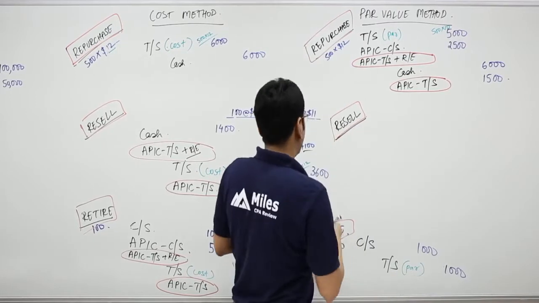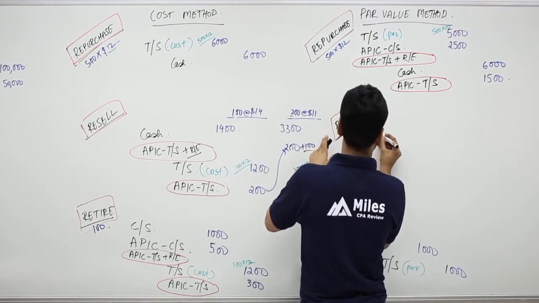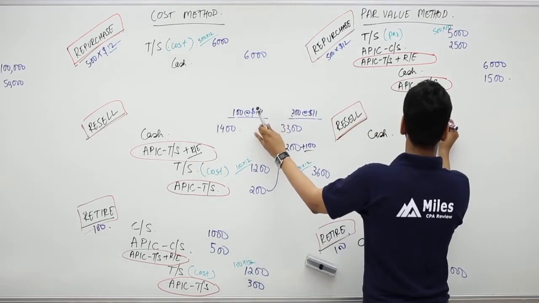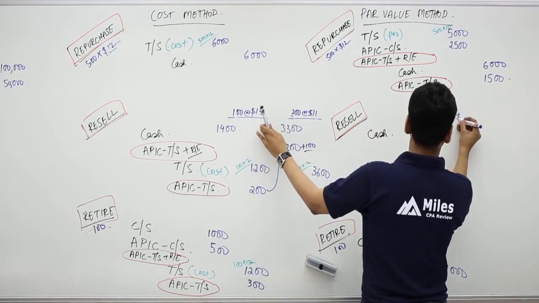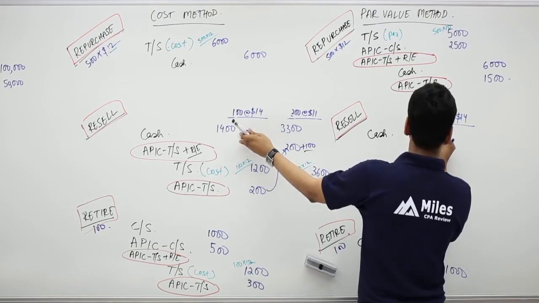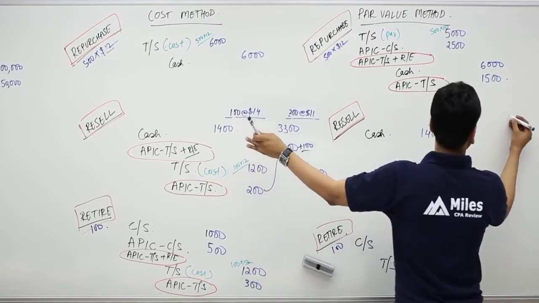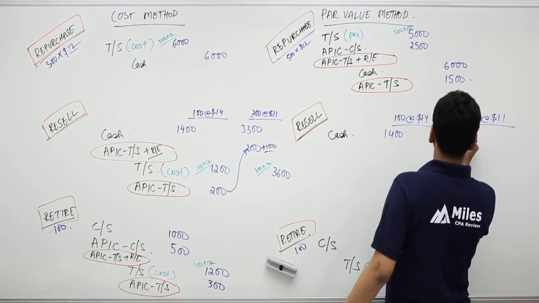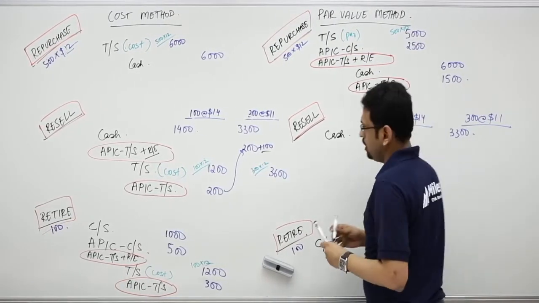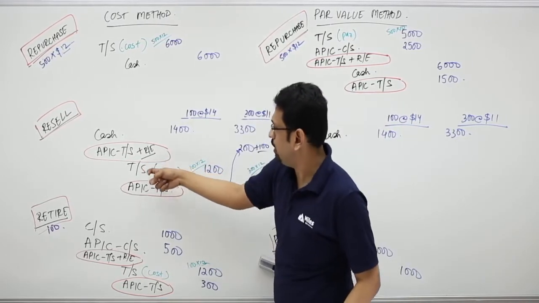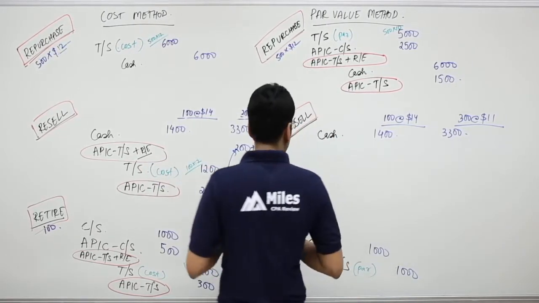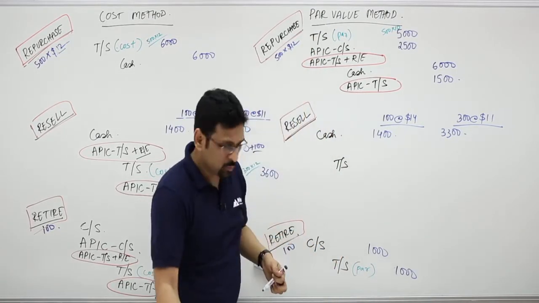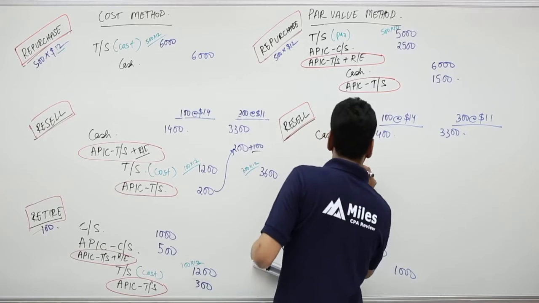So when you're reselling, naturally cash is coming in. When you resold 100 at 14, cash came in $1,400. When you resold 300 at 11, cash came in 3,300. The credit was to treasury stock here at cost. Now here the credit is going to be to treasury stock, but this is the par value method. So treasury stock at par.